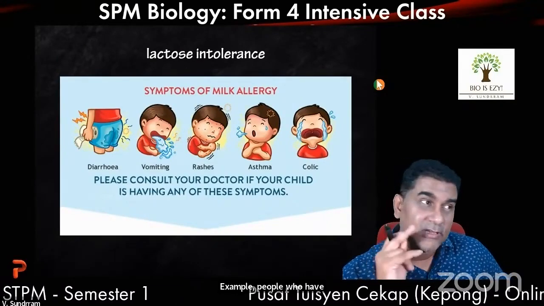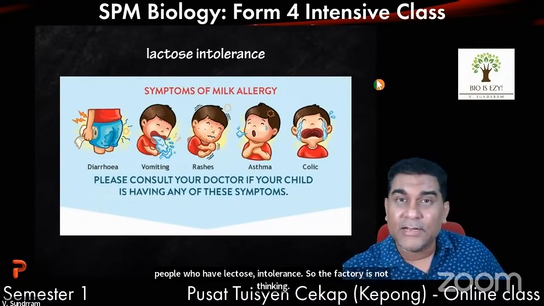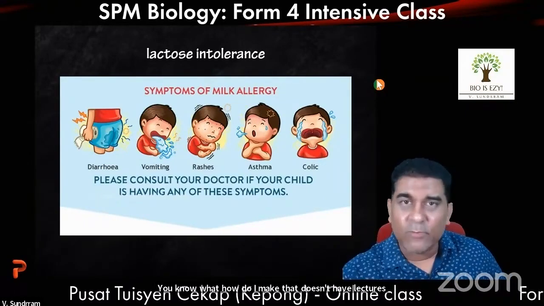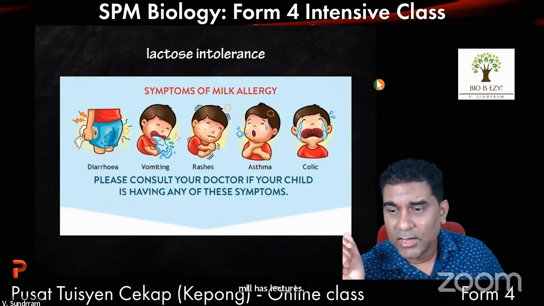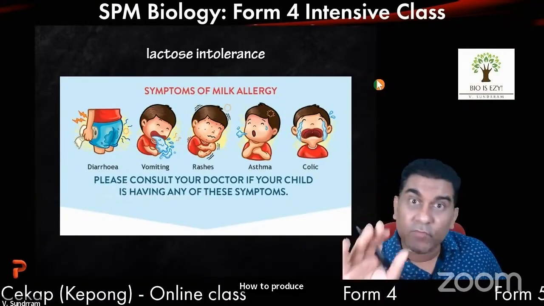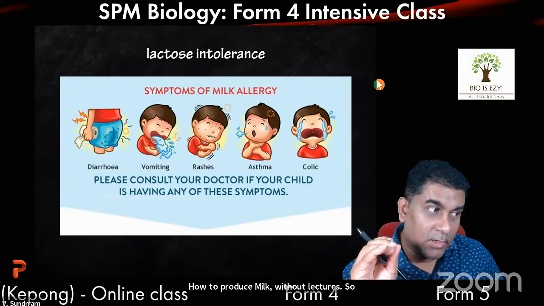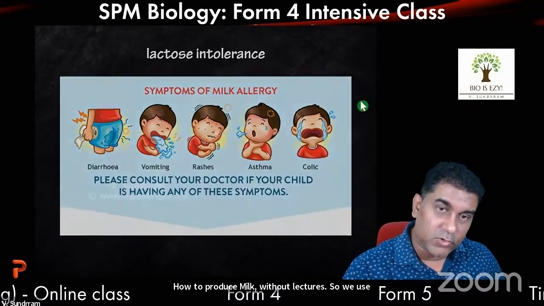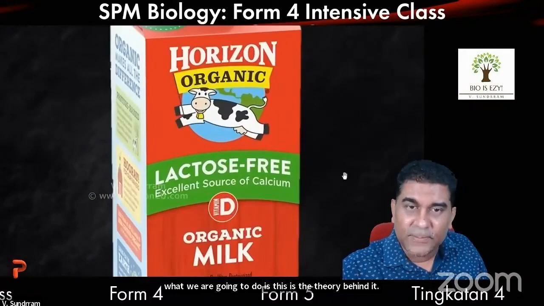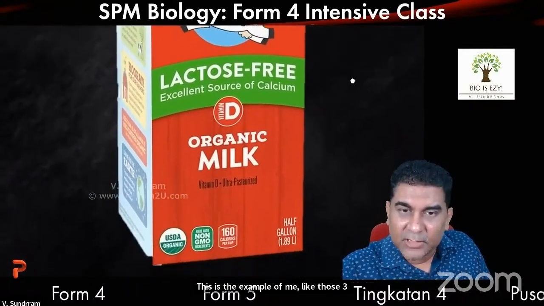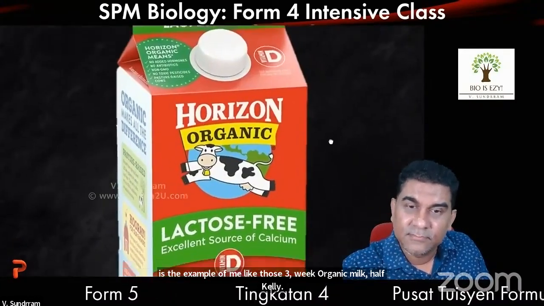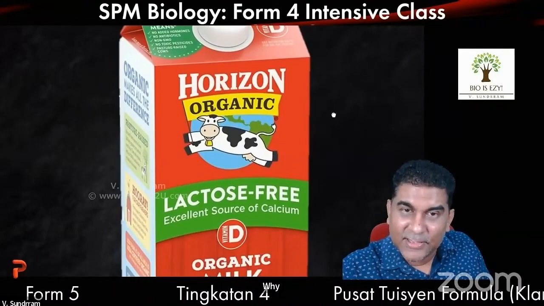So the factory is now thinking, okay, how do I make milk that doesn't have lactose? Milk has lactose. When it's produced, the cow produces the milk, it has lactose. How to produce milk without lactose? So we use immobilized enzyme technology. So what we are going to do is this. This is the theory behind it. This is the example of milk, lactose-free milk, organic milk, half gallon, vitamin D. The cow is jumping, very happy cow.